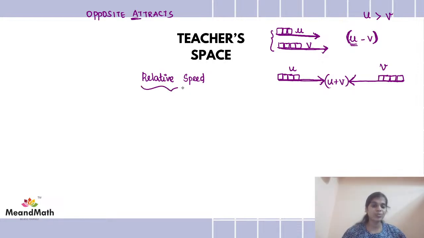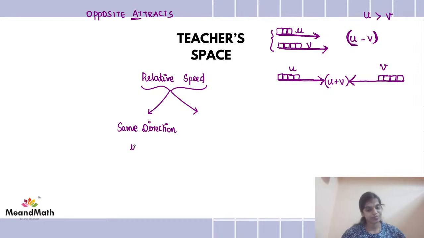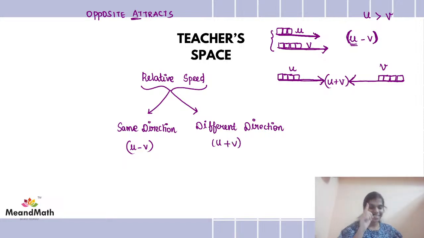So what does relative speed say? Relative speed gives two pieces of information. If they are traveling in the same direction, then subtract their speeds. If they are traveling in different directions, then add their speeds. You may wonder why we are discussing this now. There is a reason, which we can see now.